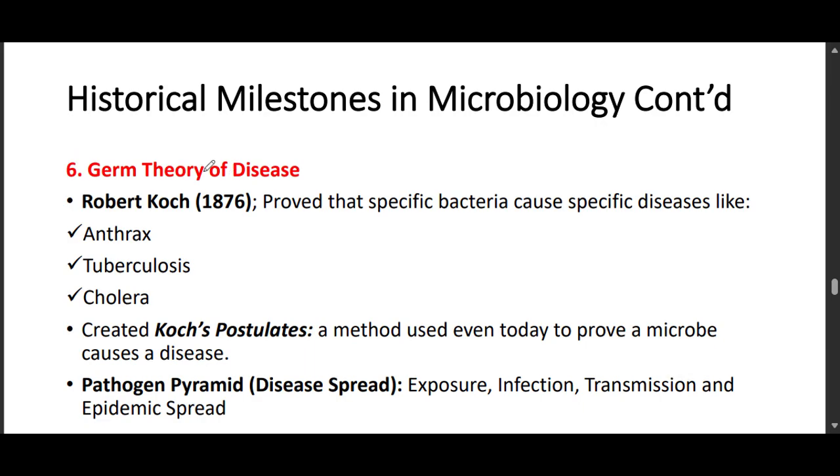Okay, so that leads us to this particular slide, which has to do with the germ theory. When it comes to the germ theory, one of the notable microbiologists is Robert Koch. Robert Koch proved that certain or specific bacteria cause specific diseases, such as anthrax, tuberculosis, cholera. You'll find that we have specific bacteria which cause these particular diseases.